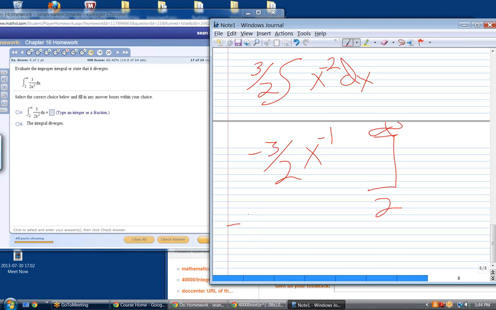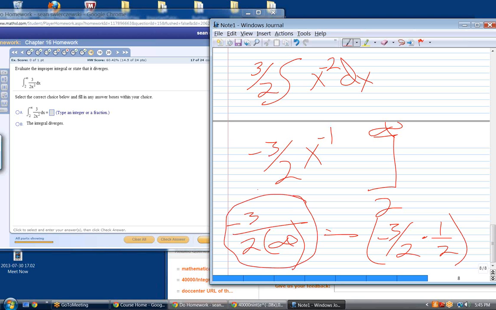Okay, so that's minus 3/2 x, where x is infinity, minus a minus 3/2 x, where x is 2, which is 1/2, times 1/2 when x is 2. Well, this whole thing goes to 0. So it's minus a minus 3/4, which is a plus 3/4.